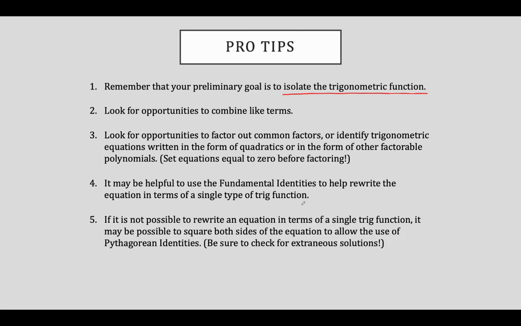Five, if it is not possible to rewrite an equation in terms of a single trigonometric function, it may be possible to square both sides of the equation to allow the use of Pythagorean identities, which we can then use to generate an equation with one trig function. We'll talk about a specific example where we do this. When you square both sides, you must be sure to check for extraneous solutions. So let's do a few examples here.